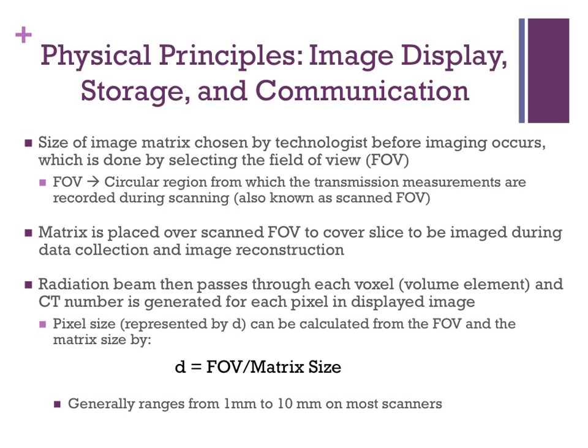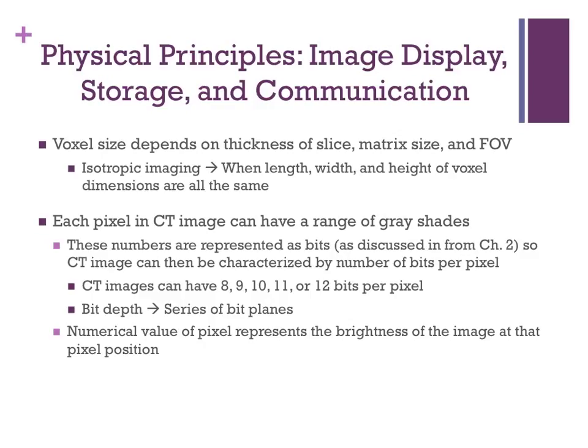The pixel size is represented by D and can be calculated from the field of view divided by the matrix size, this formula right here. And it generally ranges from 1 millimeter to 10 millimeters on most scanners. The voxel size depends on thickness of slice, the matrix size, and the field of view. In isotropic imaging, the length, width, and height of the voxel dimensions are all the same.